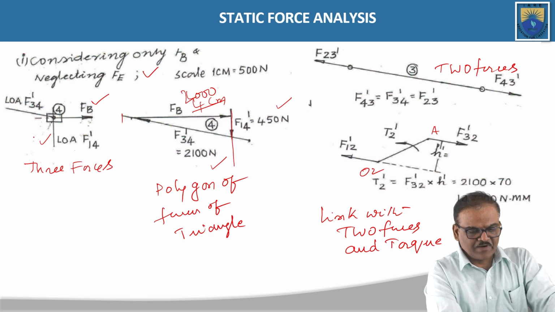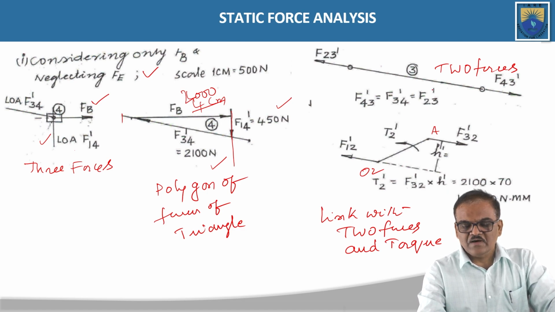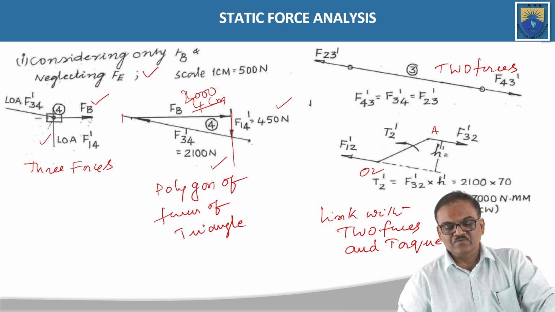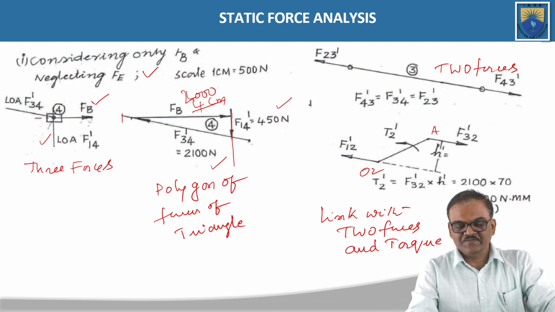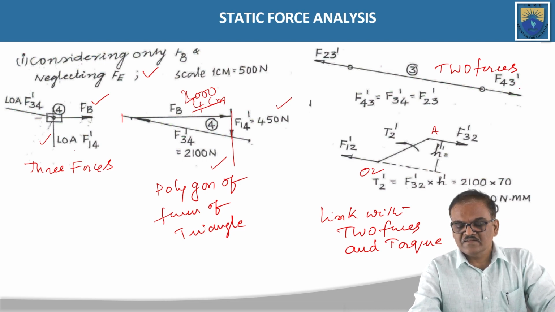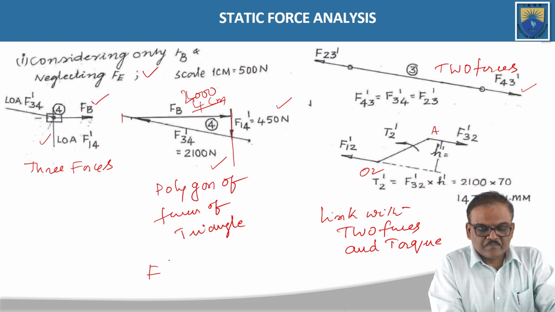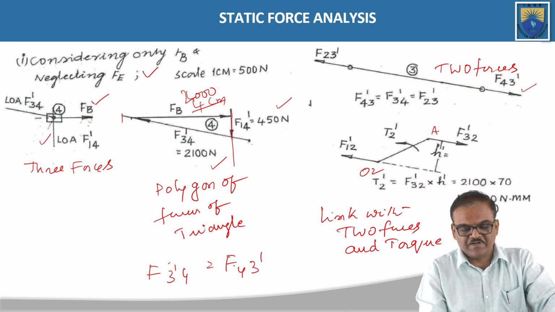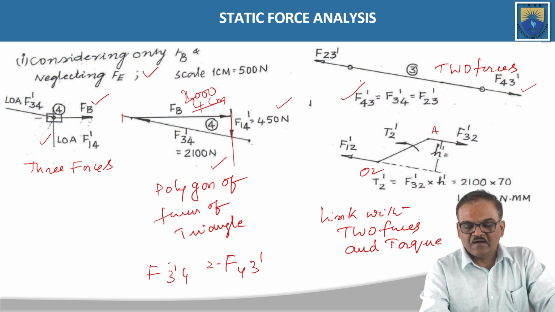Now, this is the free body diagram of link 4, free body diagram of link 3, free body diagram of the link 2. When it comes to link 3, F-43 is equal to F-34 is equal to F-23. When you see these forces, F-34 is opposite to F-43, then the direction is opposite. F-34 is equal to F-43 in the opposite direction. Then try to understand this.